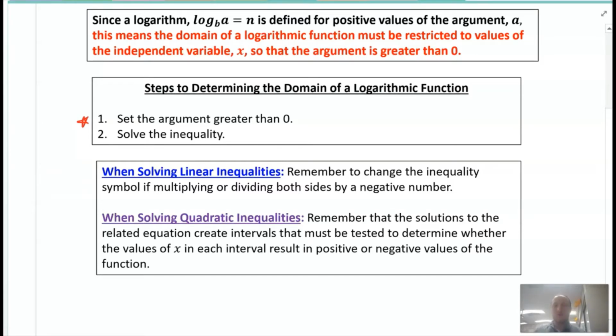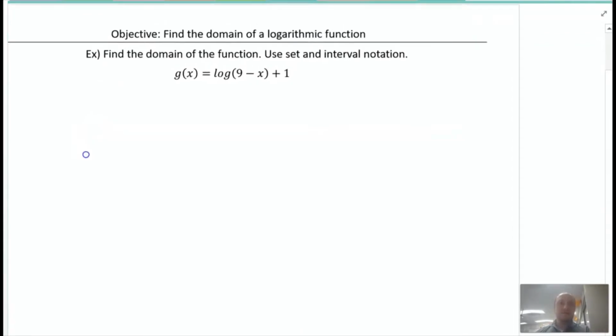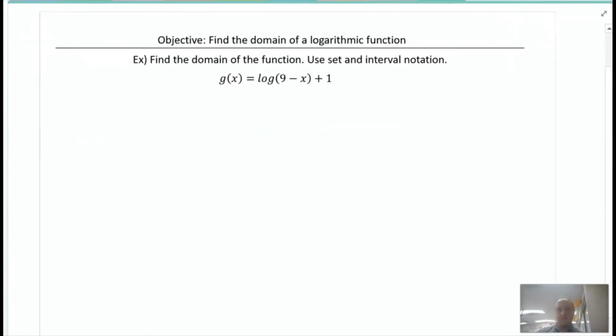And then when we're solving quadratic inequalities, what we're going to have to do is draw a number line. When we solve, we'll find our critical values, and then we'll have to test and see which interval gives us our domain. So here is our next example. Find the domain of the function. Use set and interval notation.